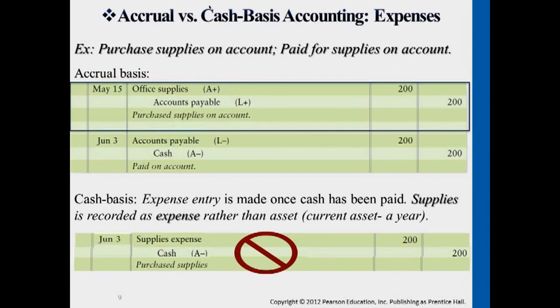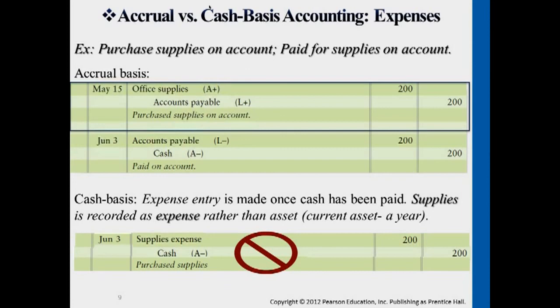Okay, now have you noticed another difference here in terms of the account names? Supplies expense. So accrual accounting here, we record the supplies that we purchased, we haven't used up as office supplies. Under cash basis, for any current asset, any asset that lasts no longer than a year, is directly recorded as expense account. Okay, so there are two differences for expenses.